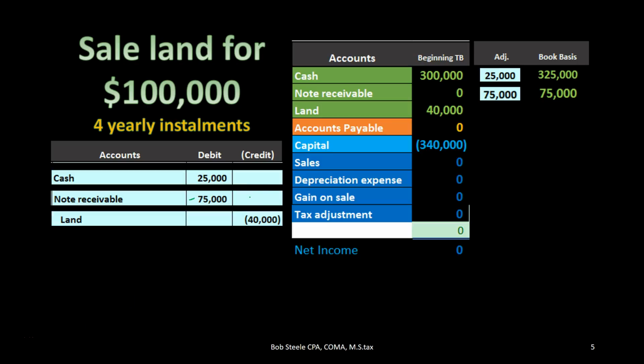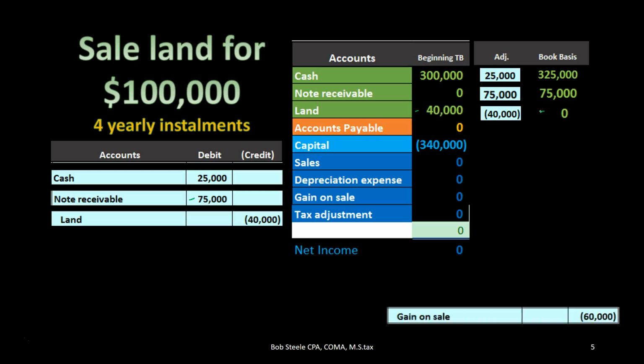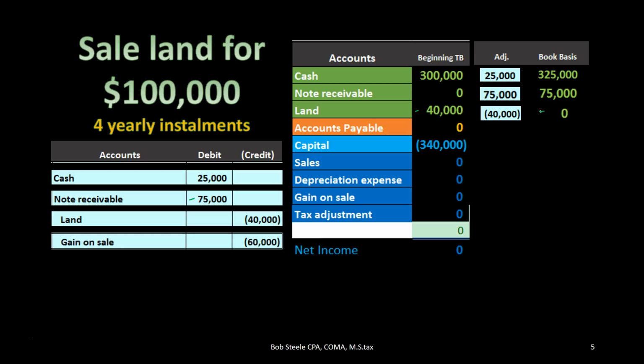We're going to take the land off the books. It's on the books currently at $40,000. We can see here we're going to take it off the books at $40,000, a credit, reducing the land, of course, to 0. So the land is no longer on our books. And then the difference being the $100,000 minus the $40,000 means that we have a gain. We've got a gain on the sale. The sales price $100,000 minus the book value of the land that's on our books currently. That's going to be the $60,000.